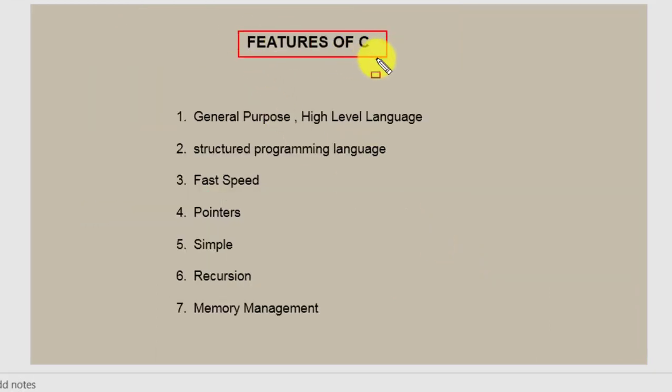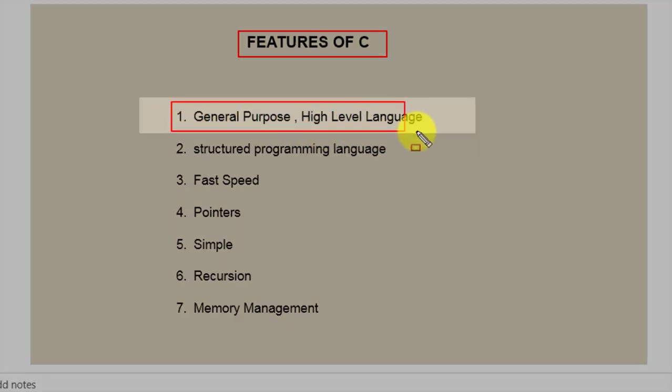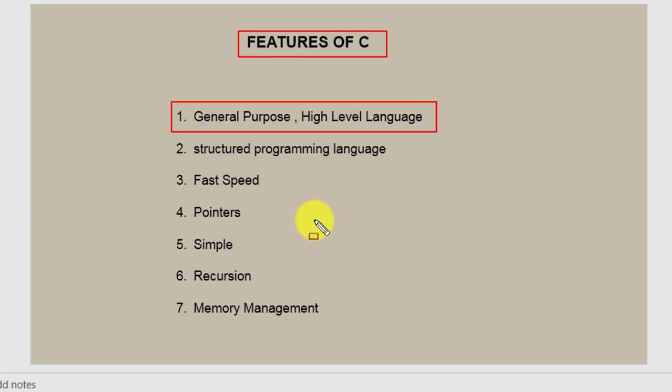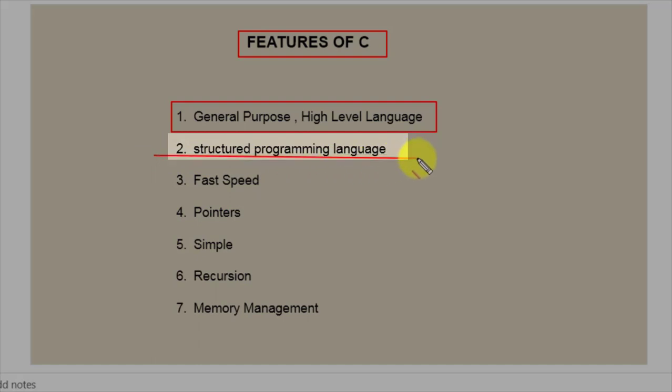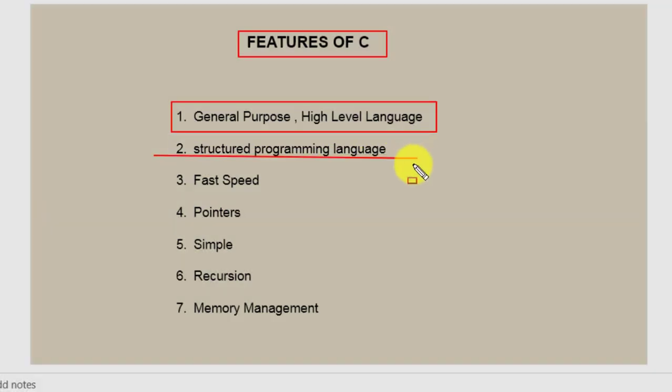Now let's talk about the features of C. C is a general purpose high level language. High level language means we use English-like language for the coding purpose. Next, C is a structured programming language. That simply means we can break the program into parts using functions, so it is easy to understand and modify the program. Next, the speed. The speed of C language is very fast. The compilation and execution time is very fast.